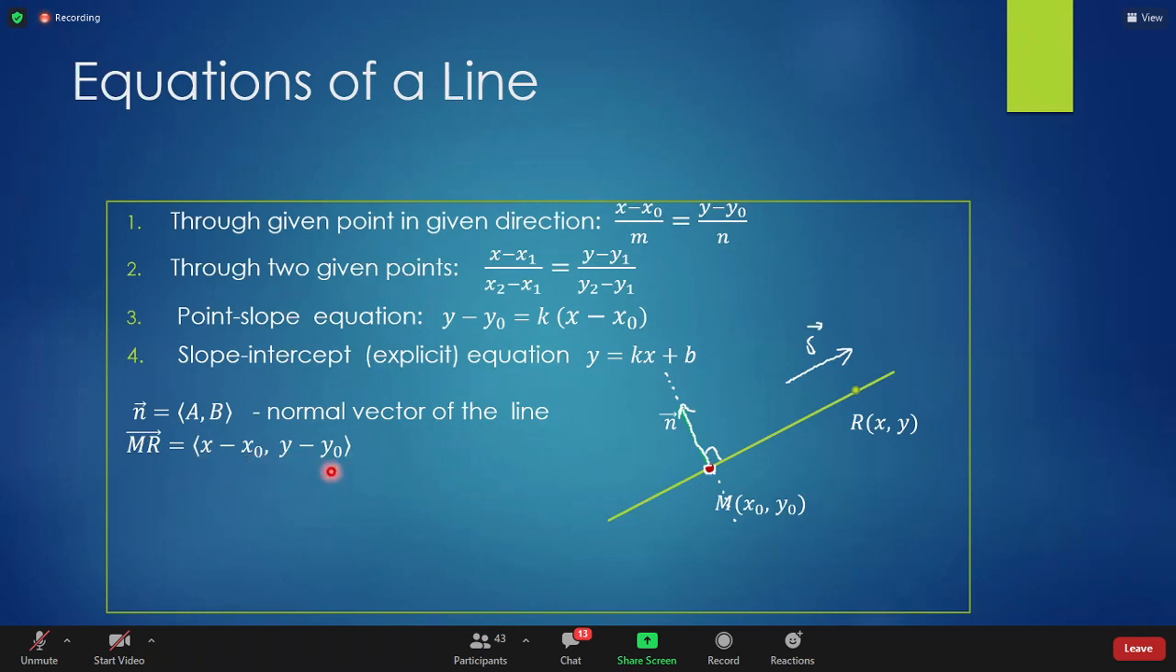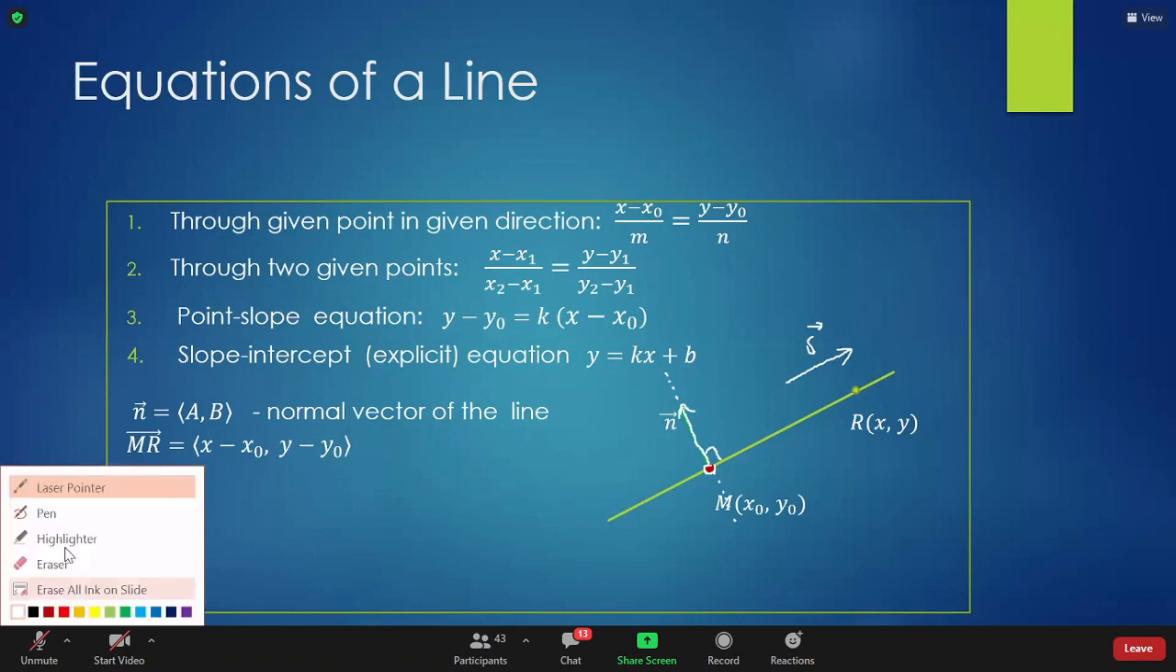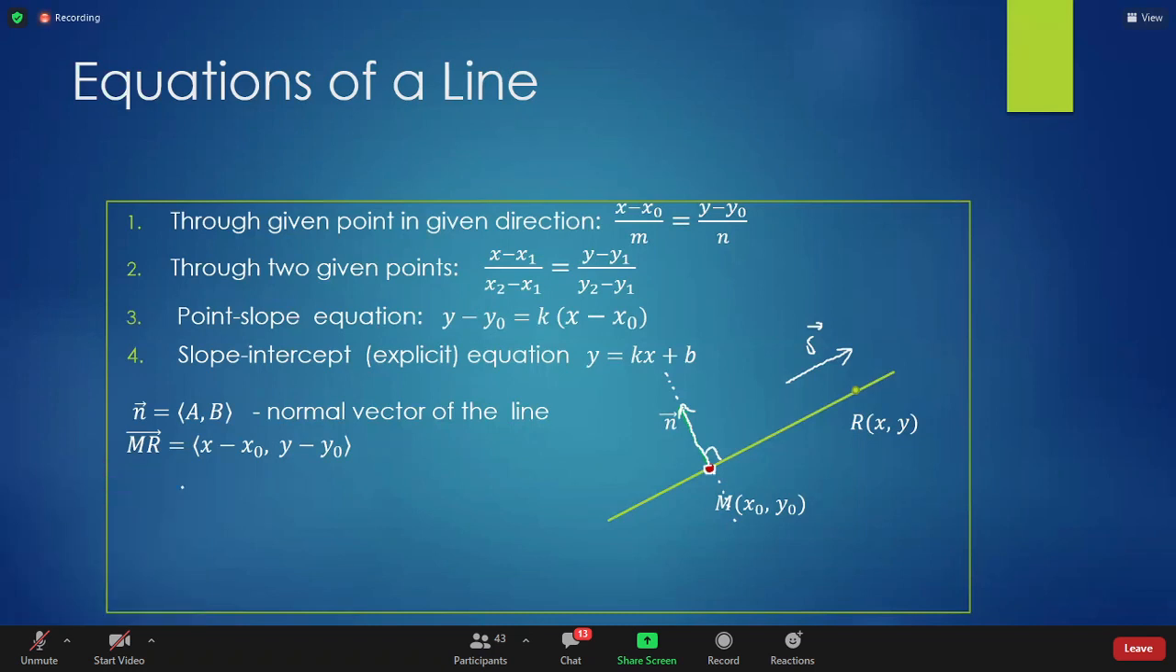So the vector MR can be written using these coordinates, where x and y are variables. Then, to have the normal vector perpendicular to this given vector, we have to find the scalar product and say it should be 0, because two vectors are perpendicular if and only if the scalar product is 0. That is, of course, if we are not having a 0 vector. So normal vector n, with some coordinates a, b, times any vector on the line, MR, must be 0.